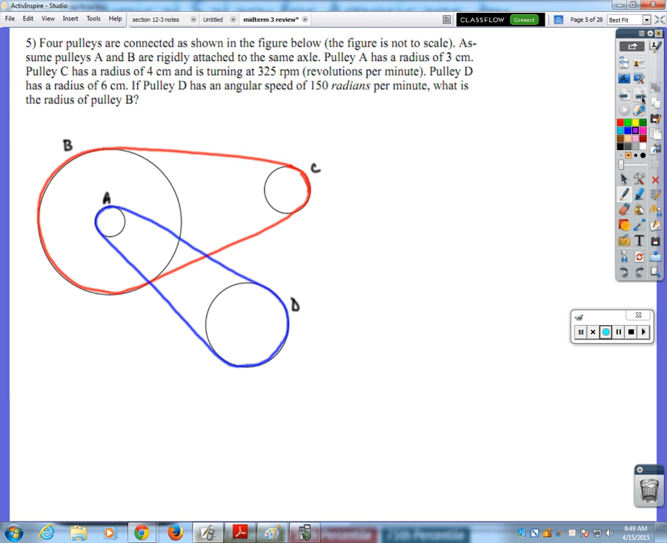Alright, it says assume pulleys A and B are rigidly attached to the same axle, which means that their angular velocity is going to be the same, right? Pulley A has a radius of 3 centimeters. Pulley C has a radius of 4 and is turning at 325 RPM. So that's a good clue because you know there's a relationship between those things. Pulley B has a radius of 6. If pulley B has an angular speed of 150 radians per minute, what is the radius of pulley B?